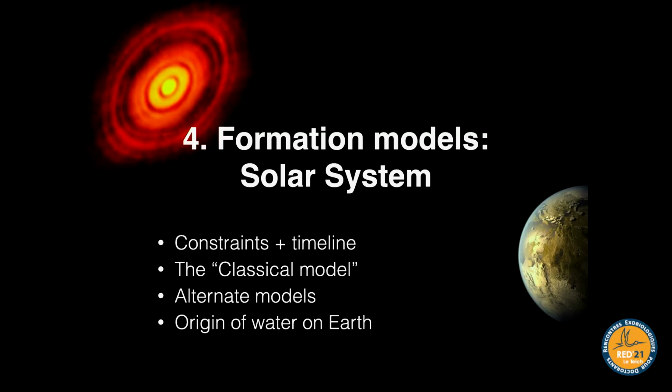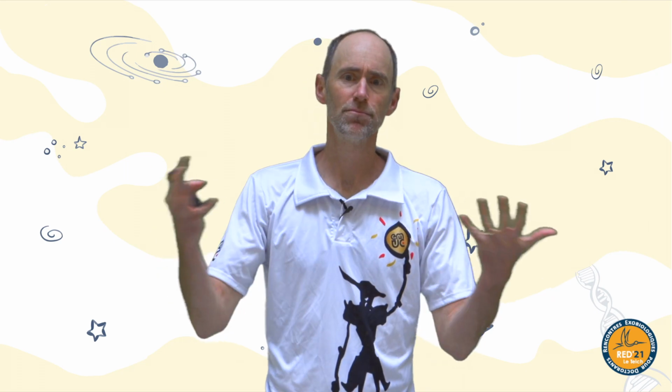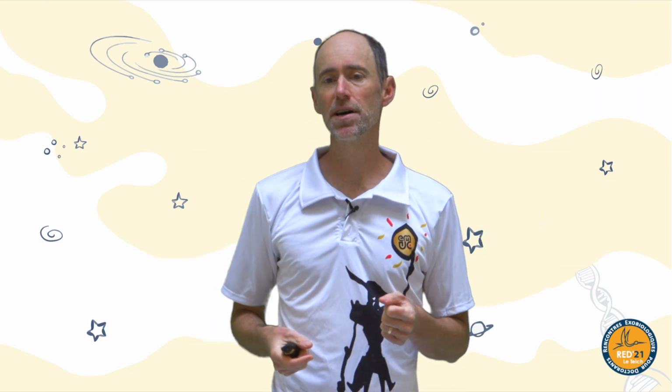Now we'll move on to the final part, which is about the solar system. So here's a very rough outline of what I'll talk about. I'll talk again about the constraints and how we use those to put together a very rough timeline for when we think things happened in the solar system. Then I'll describe the classical model, which was really the standard model of solar system formation until recently. Then we'll talk about alternate models that do a better job of matching constraints. And I'll briefly talk about the origin of Earth's water at the end.